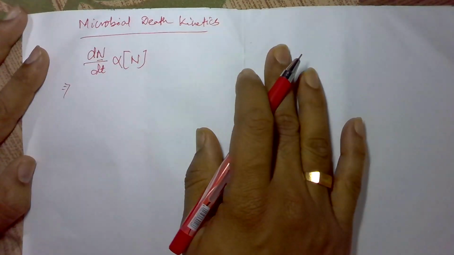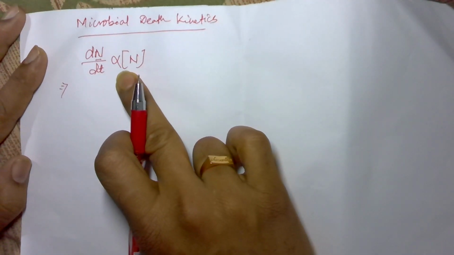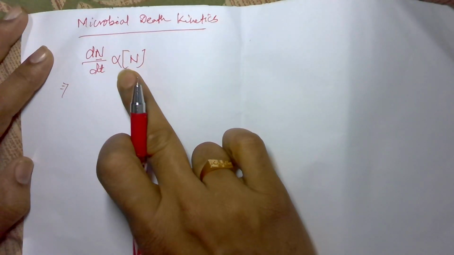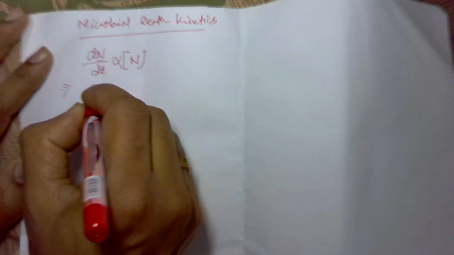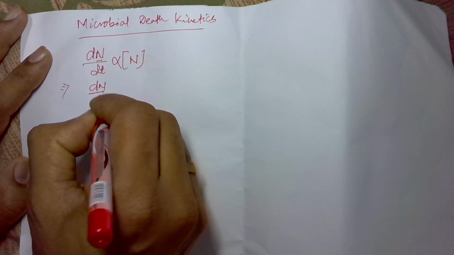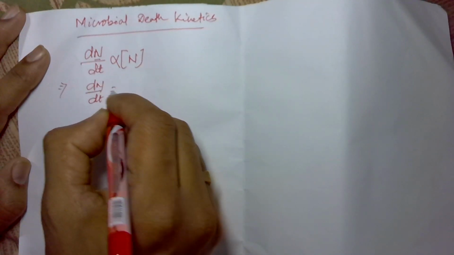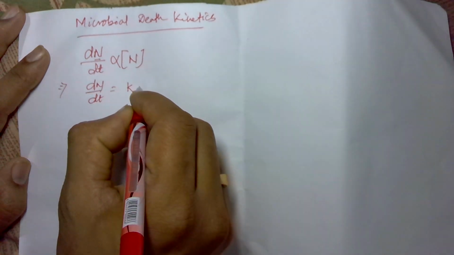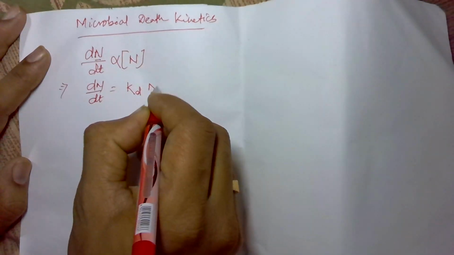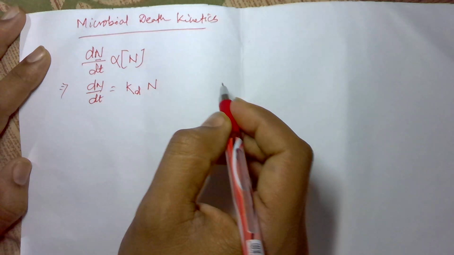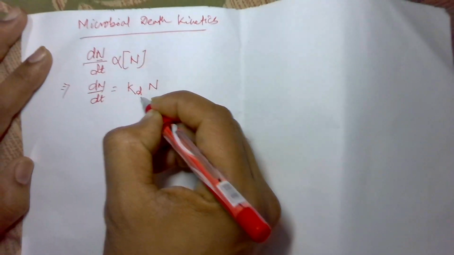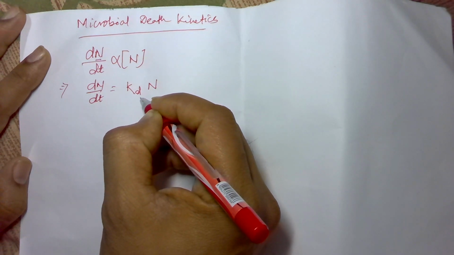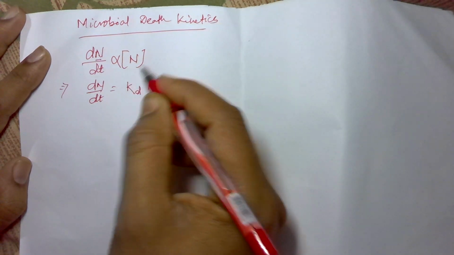So we all know that when we remove the proportionality symbol, we need to place a constant here. So what I will do, I'll just write dN by dt is equal to kd N. Okay. So this is the proportionality constant kd. This is the death rate constant. D for death, k for constant.